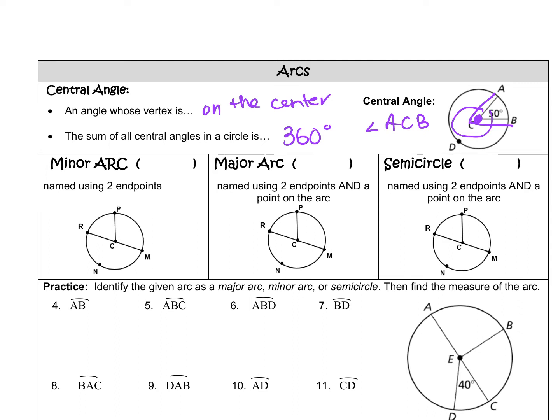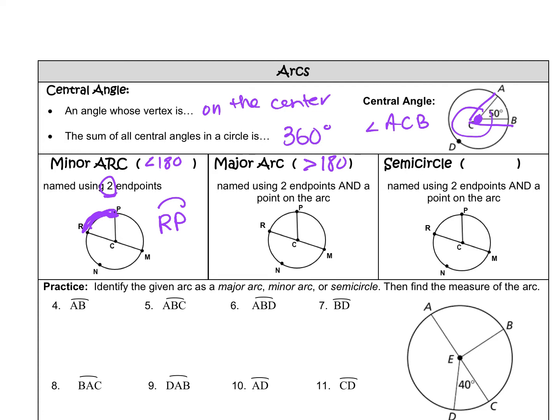So a minor arc is less than 180 degrees, and you name a minor arc by 2 endpoints on the circle. So right here, I'm going to be focused on this arc right here. So I would name that arc RP.